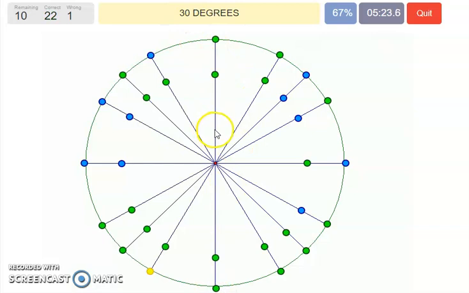30 degrees. All right, so 30 degrees, you just have to know this one. 30 degrees, it goes 0, then 30. All right, pi over 4, so it goes 2, 3, 4, and degrees on, radians on the outside.